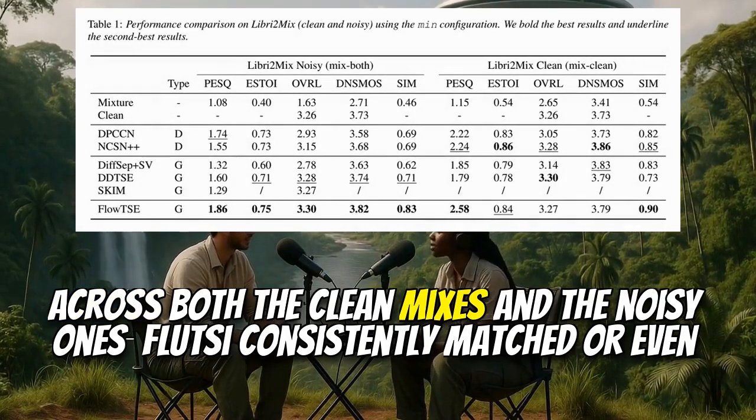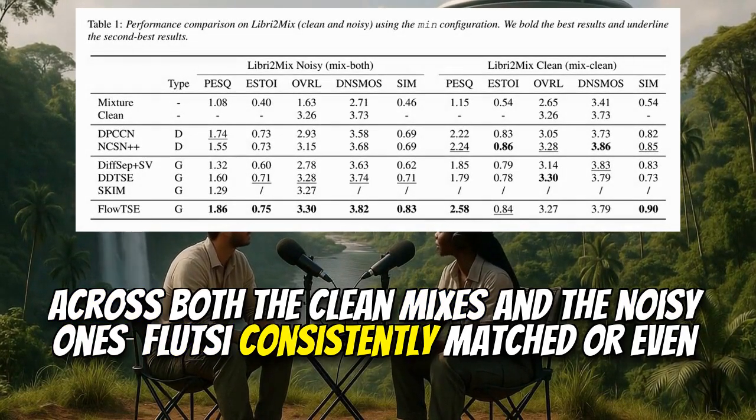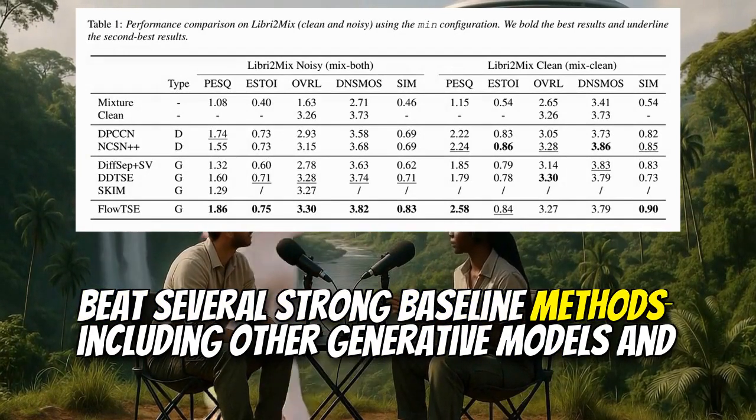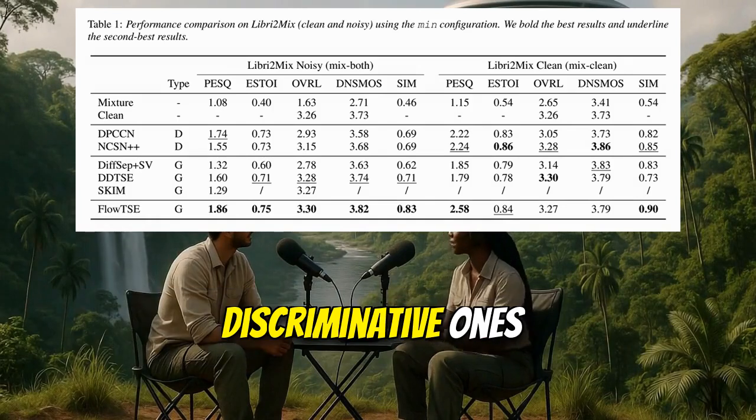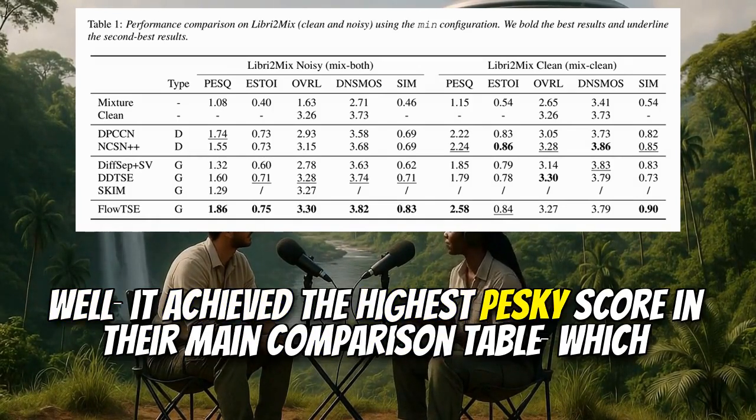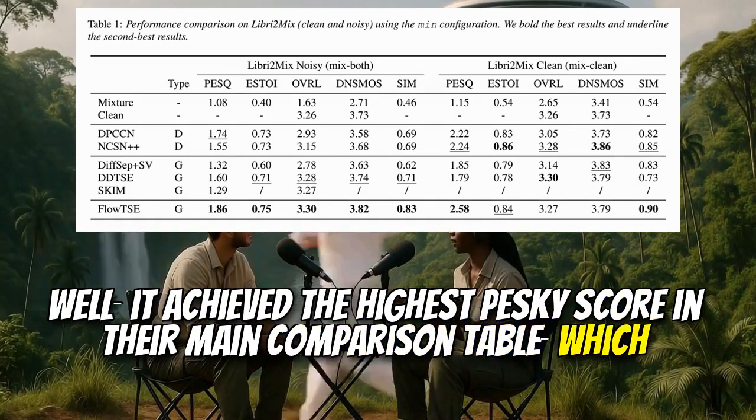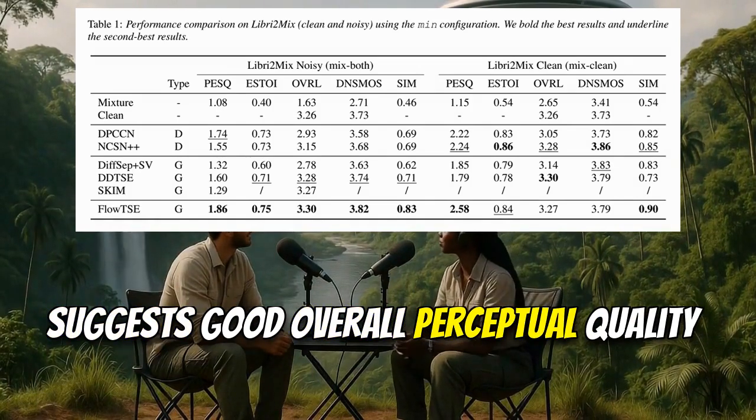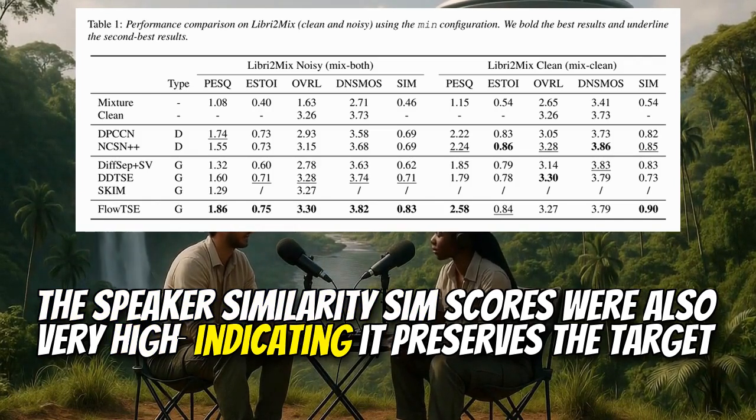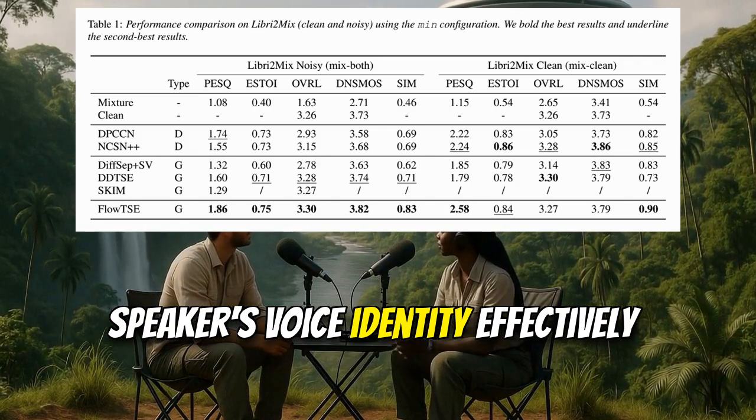Across both the clean mixes and the noisy ones, FlowTSE consistently matched or even beat several strong baseline methods, including other generative models and discriminative ones. Any specific metrics that stood out? Well, it achieved the highest PESQ score in their main comparison table, which suggests good overall perceptual quality. The speaker similarity, SIM scores, were also very high, indicating it preserves the target speaker's voice identity effectively.